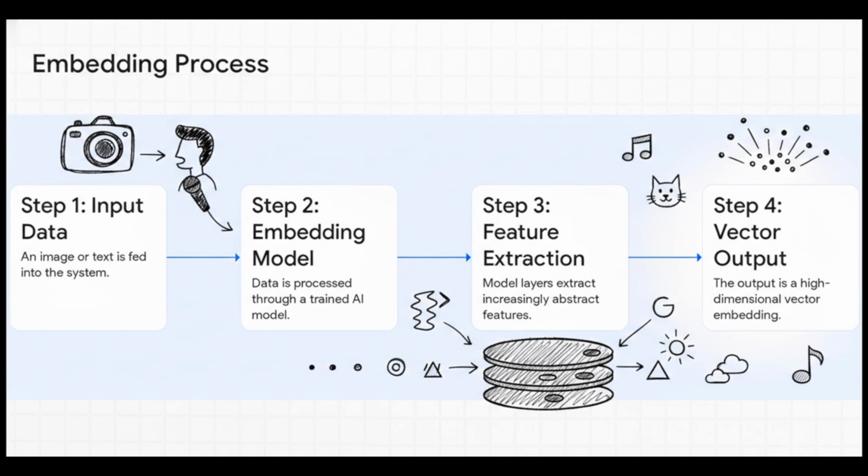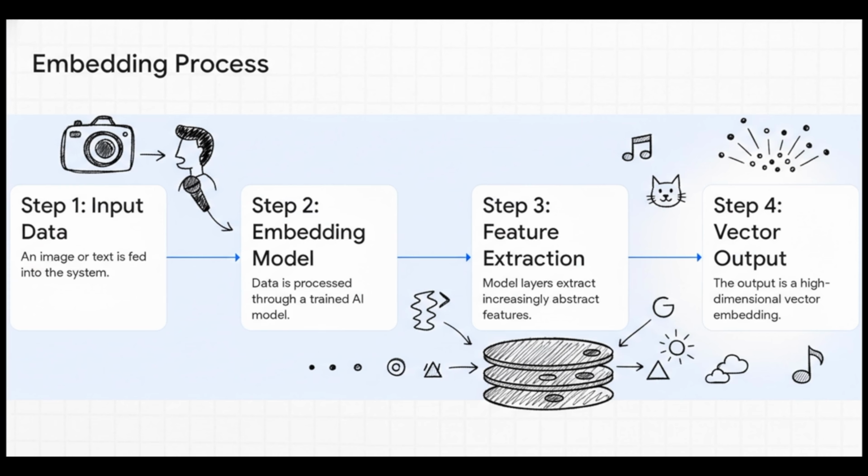Okay, so it starts by feeding the data, say our image, into a specialized AI model called an embedding model. Now, as the data travels through the layers of this model, it's analyzed at deeper and deeper levels. The first few layers might just spot simple stuff, like edges or colors. But the deeper layers start recognizing complex things like a mountain, a tree, or even the overall context of the scene.